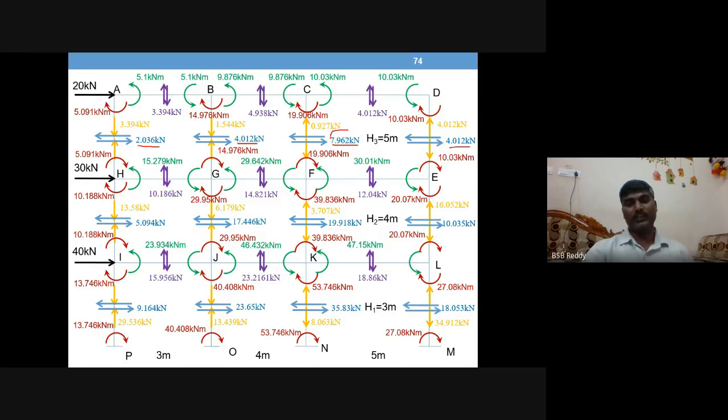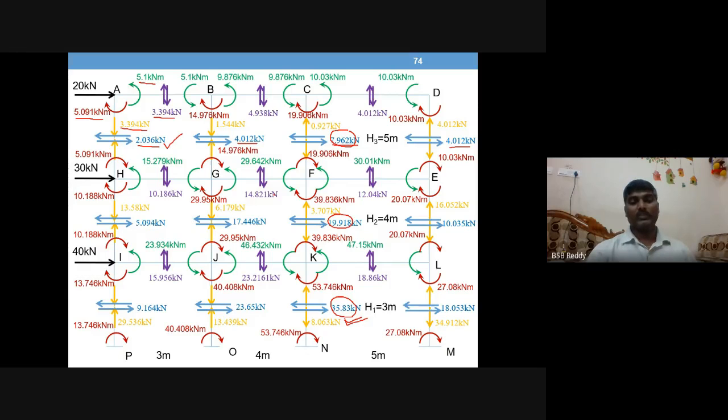As I said, this is the highest value. Similarly, this is the highest value. Similarly, this is the highest value for that particular story. And overall, this is the highest value of column shear. So column axial loads, step 1, step 2, beam shear, step 3, beam end moment, step 4, column end moment, and finally step 5, column shear. This diagram shows the complete solution of the frame taken.